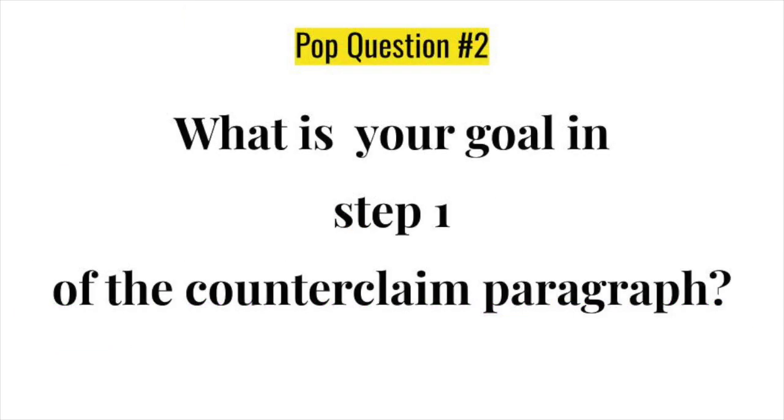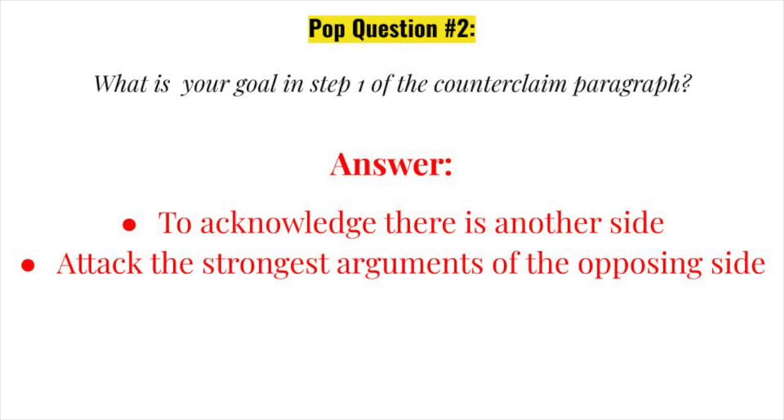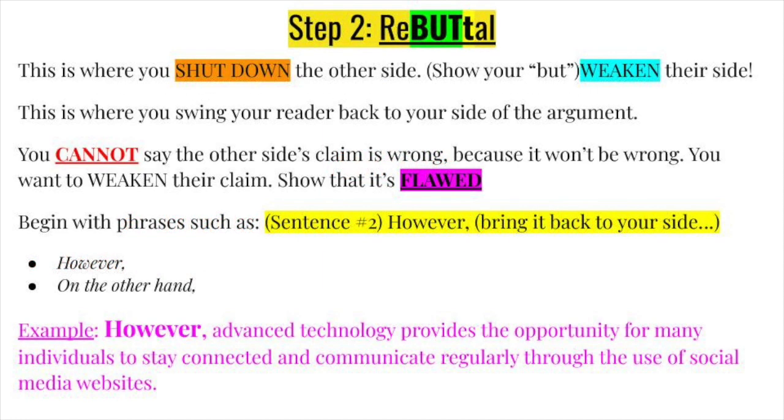So what is your goal of a counterclaim paragraph? It is to acknowledge that there is another side and attack it. Then step 2 or sentence 2 is called your rebuttal. This is where you shut down that other side. You let them say something for just a second and then you shut them down because you are showing them that they are flawed and that their side cannot be correct.